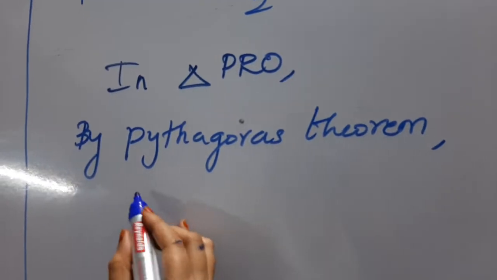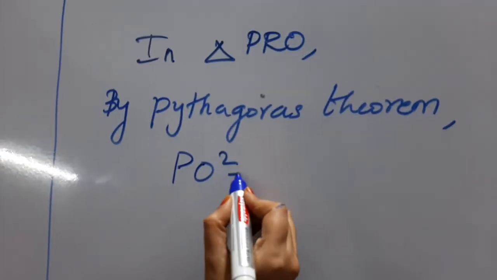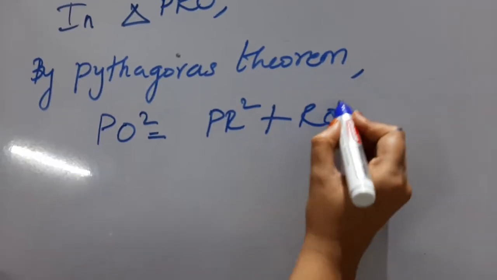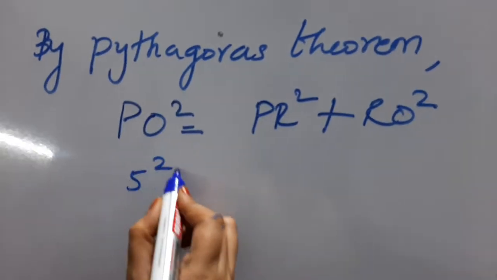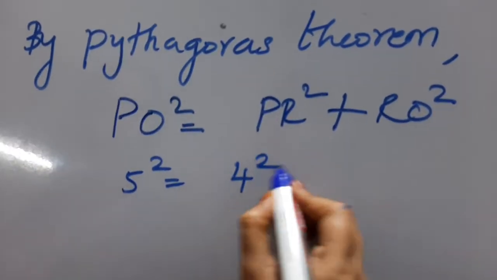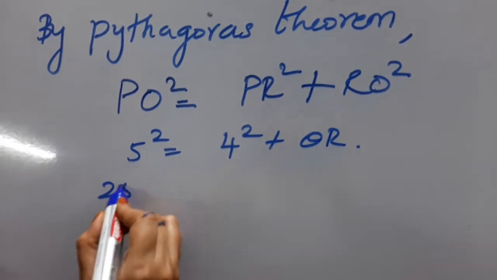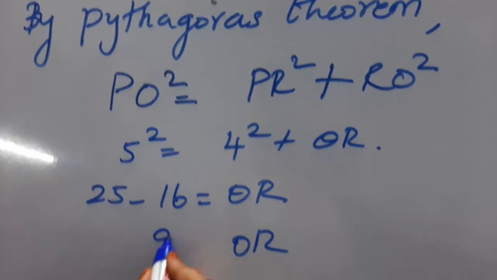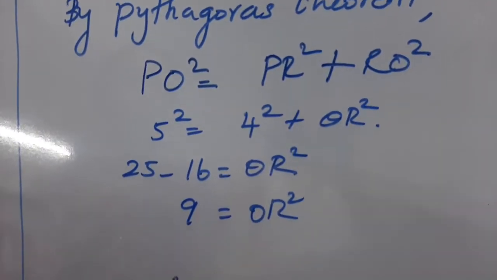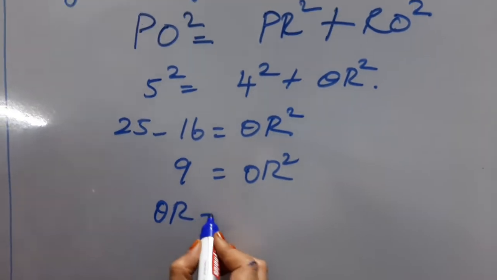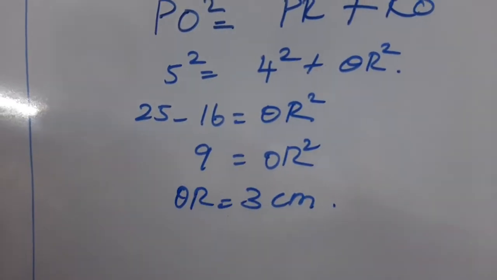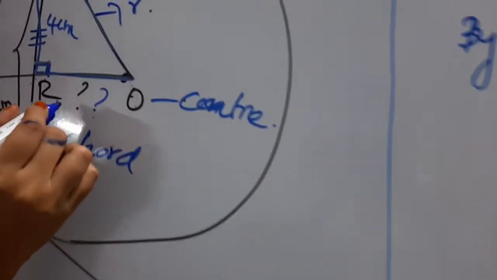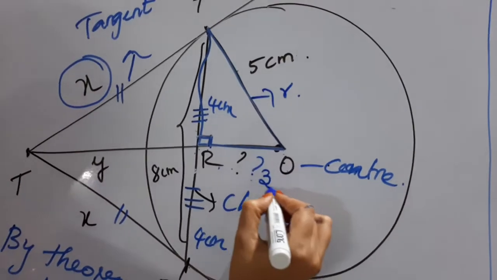In this triangle we are applying Pythagoras theorem. Therefore, the hypotenuse square is equal to the sum of the squares of height and base. PO value is 5, PR value is 4 and OR we want to find out. 25 minus 16 is equal to OR square. So OR square value we are getting as 9. Therefore OR value is equal to 3 centimeter. What we found here? We found the value of OR as 3 centimeter. Mark it here.